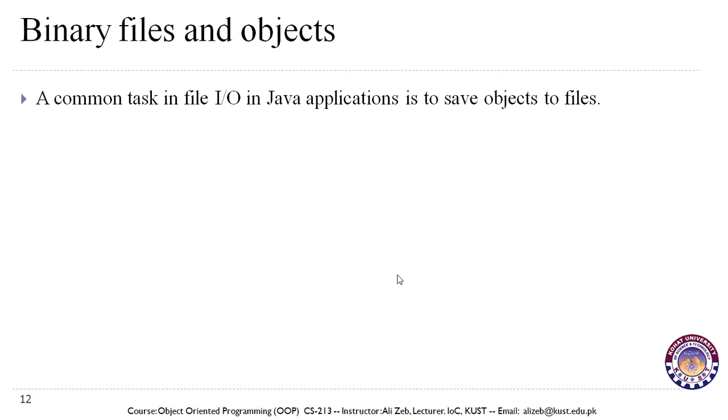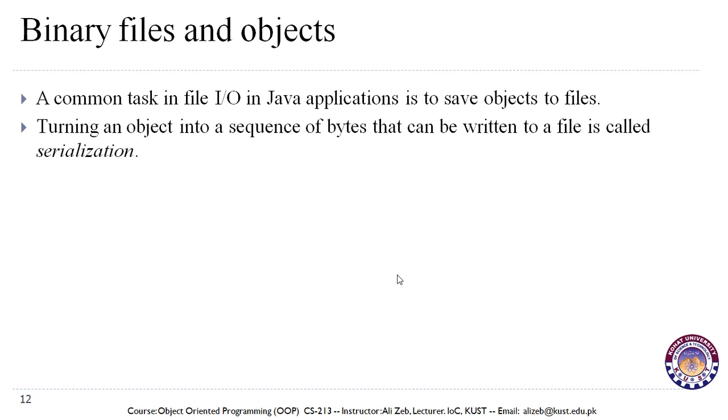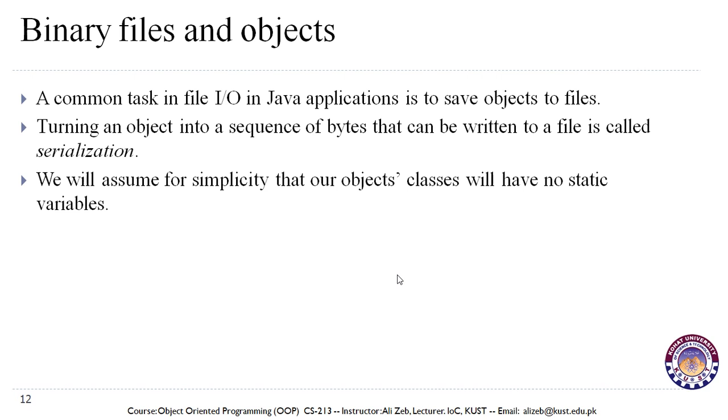Binary files and objects. A common task in file input-output operations in Java applications is to save objects to files. Turning an object into a sequence of bytes that can be written to a file is called serialization. That process is called serialization. We need to convert an object into a sequence of bytes. Earlier in the lecture we talked about how we are basically working with bytes or binary files when we are writing to files in Java.